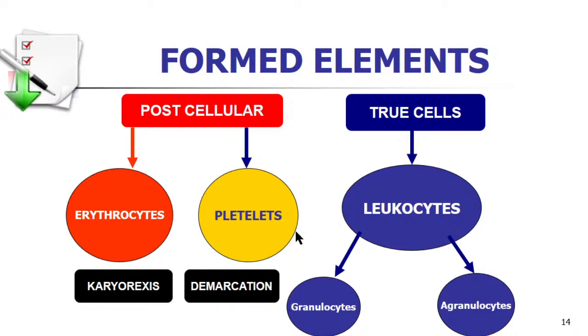The mechanism of formation of platelets is demarcation of the giant cells, megakaryocytes. We have to discuss it after some minutes. And look, these are cells that lost the nuclei, so they are not cells but postcellular elements. The leukocytes are true cells, and can be classified into granulocytes and agranulocytes.